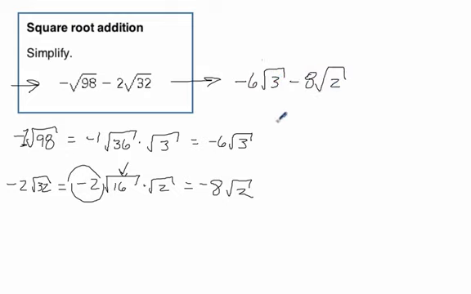Next step, we combine like terms. We don't see any like terms. Radical 3 and radical 2 do not match. So this problem is done just like it is. So in this case, it doesn't come out to be just a single term, and that's fine.